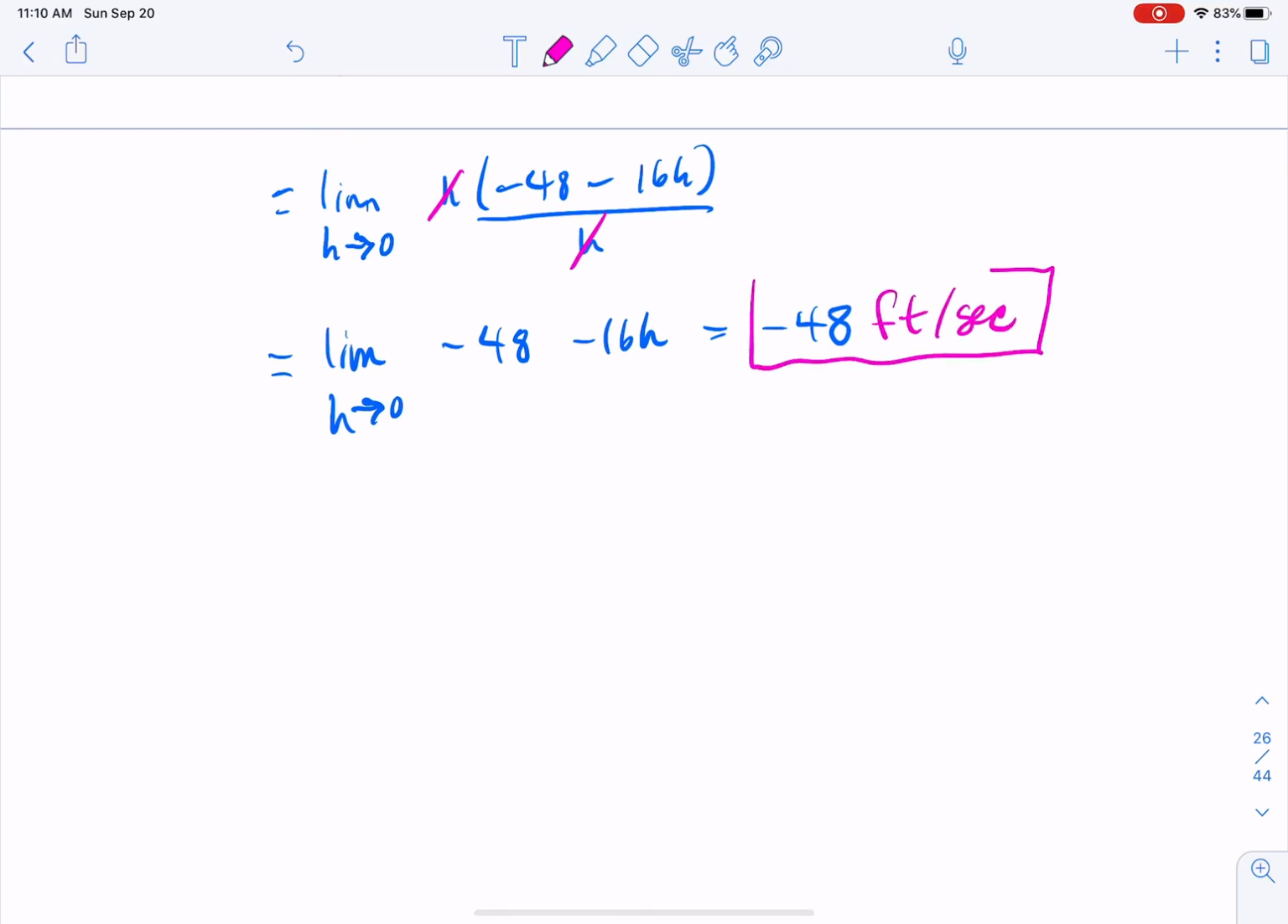Oh, here's a follow-up question. Why this negative that's right there? Negative velocity. Does that mean that we're slowing down? No, it means specifically negative, just like in that initial picture that we were talking about, means direction. It's moving downwards at 48 feet per second.